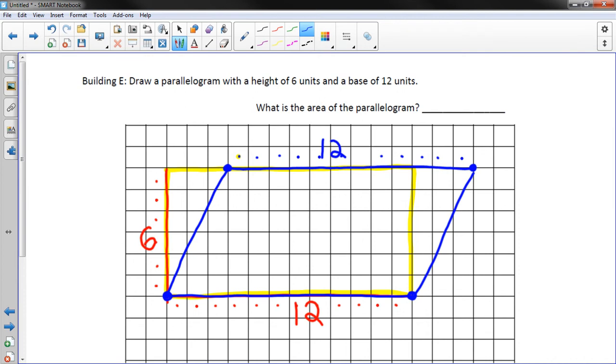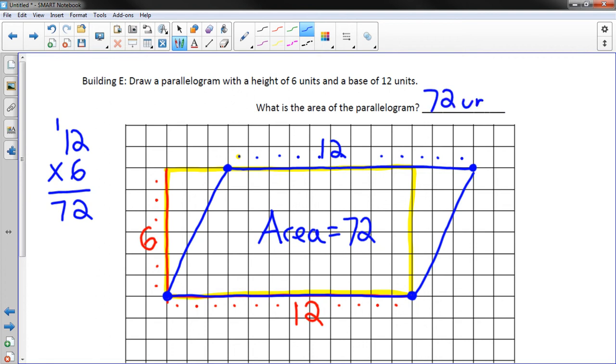My area inside is 12 times the height, which is 6. 72. So the area inside is 72 units squared. Moving on.